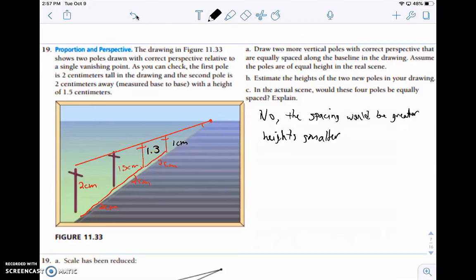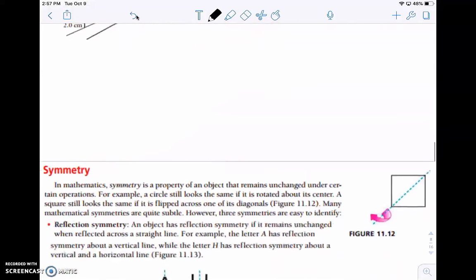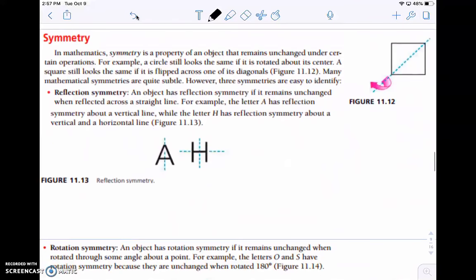Imagine yourself standing up on a hill and looking down at this. The 2 centimeters here is just to make things simpler, but in reality it would become a greater distance between the poles as you get farther and farther down. Yeah, so that's the idea of perspective. Now we're going to change gears. We're going to go into symmetry.